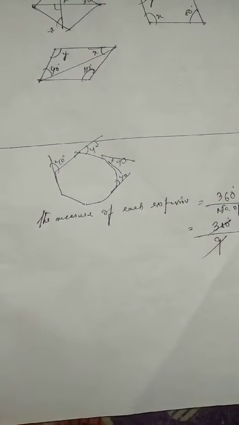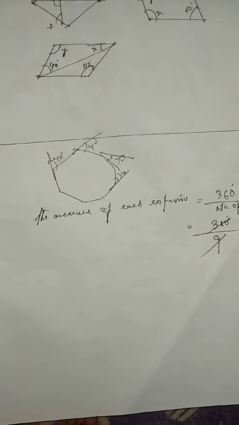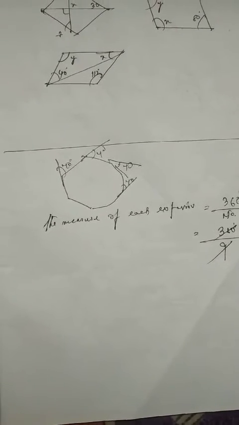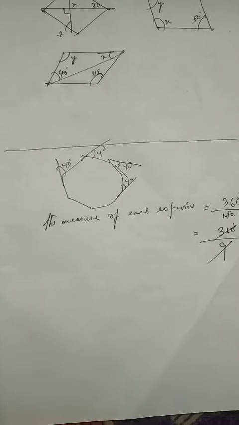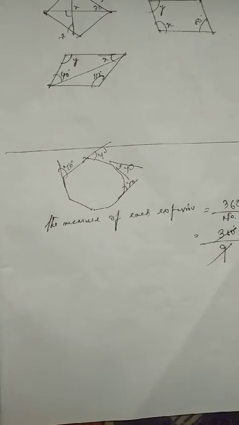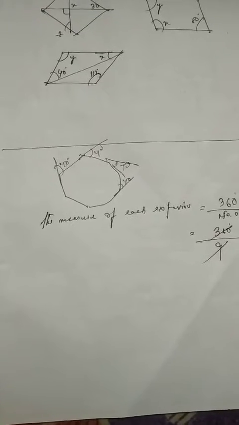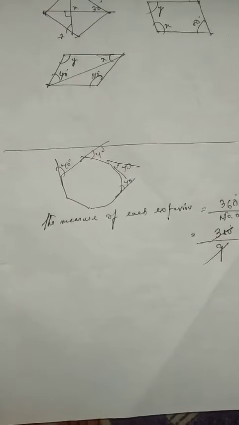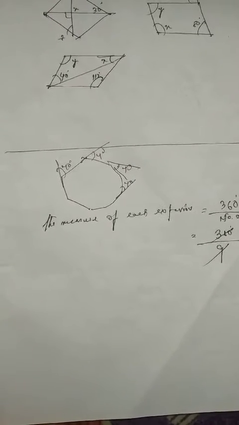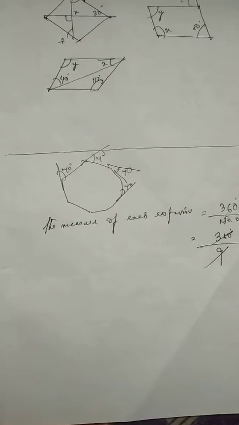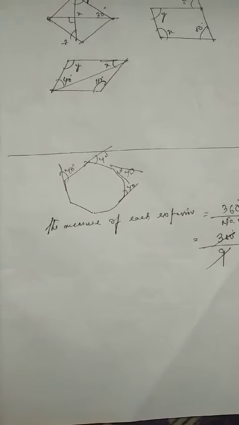Next it is saying 15 sides. Same process: 360 divided by 15. If you divide 360 degrees by 15, you will get the measure of each exterior angle of that particular polygon. This way we get an answer.